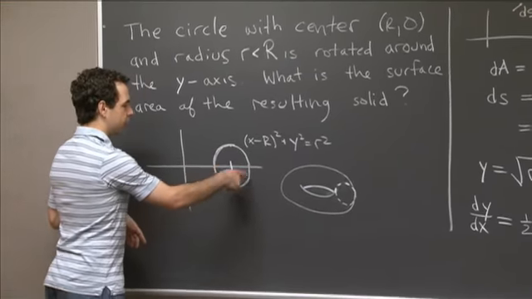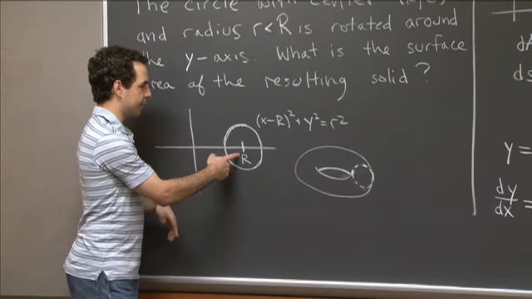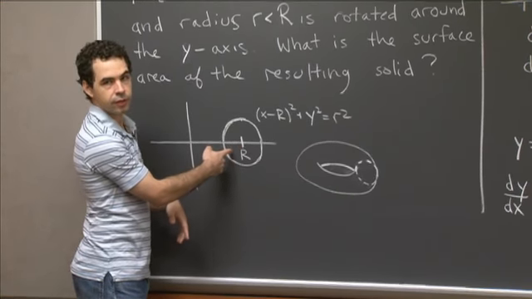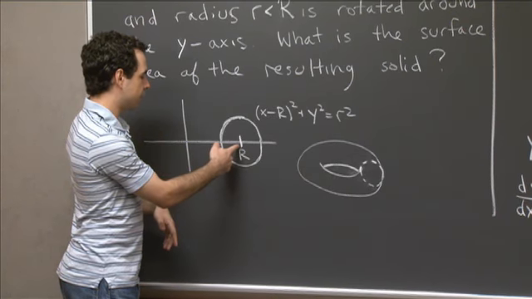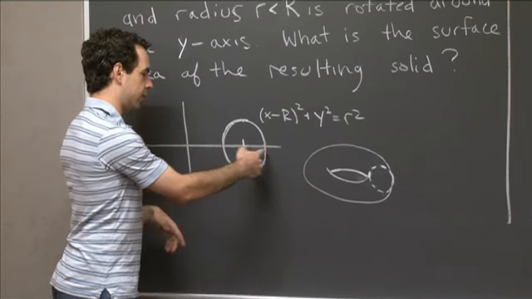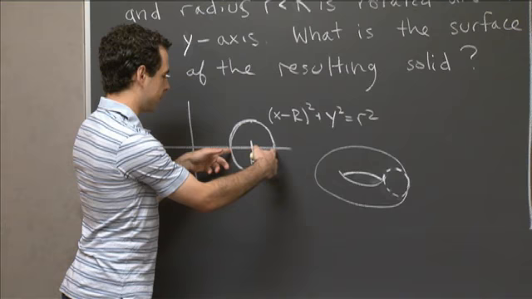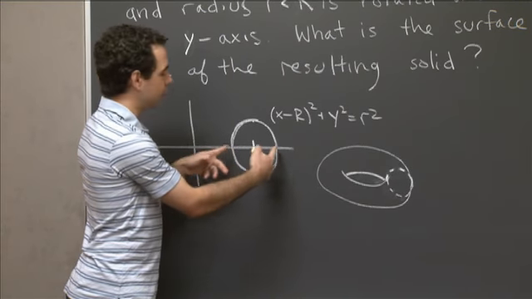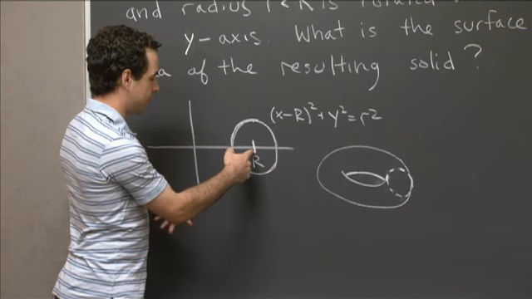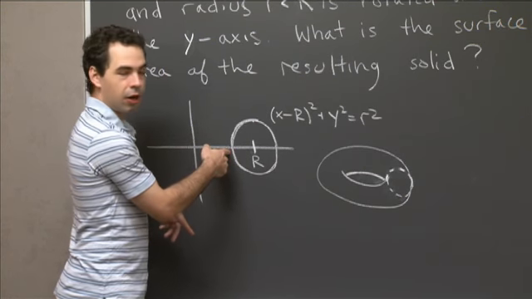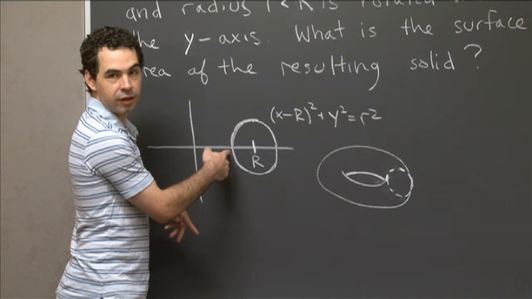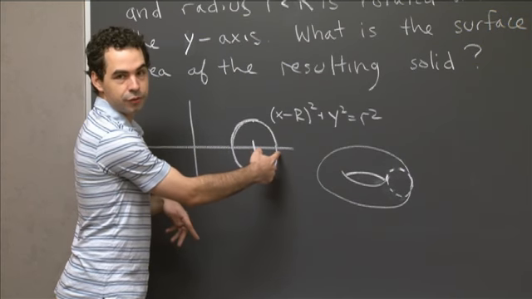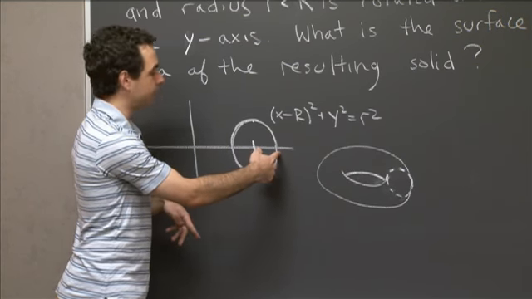We have this circle. Its center is at x equals R, y equals 0, and it has radius little r. So the relevant values of x are just from the leftmost point of the circle to the rightmost point of the circle. The leftmost point is, well, the radius is little r, so this is x equals big R minus little r. And the rightmost point is x equals big R plus little r.